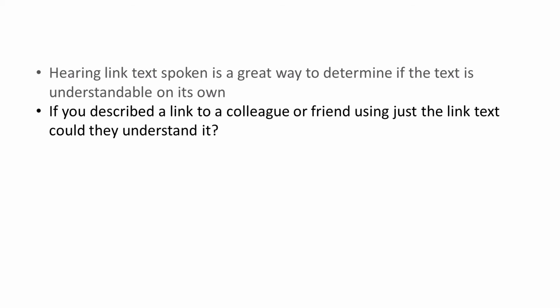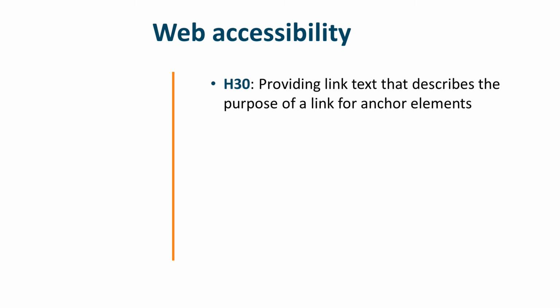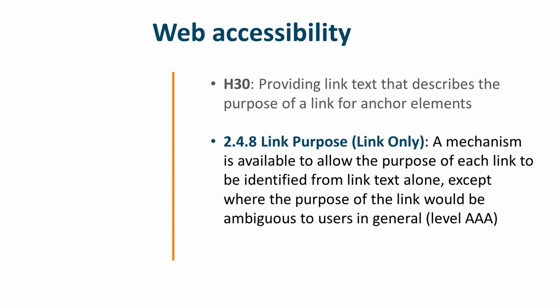Using clear link text satisfies the HTML-specific technique H30, providing link text that describes the purpose of a link for anchor elements, which means this has passed Success Criterion 2.4.8 Link Purpose (Link Only): a mechanism is available to allow the purpose of each link to be identified from link text alone, except where the purpose of the link would be ambiguous to users in general, at level AAA.